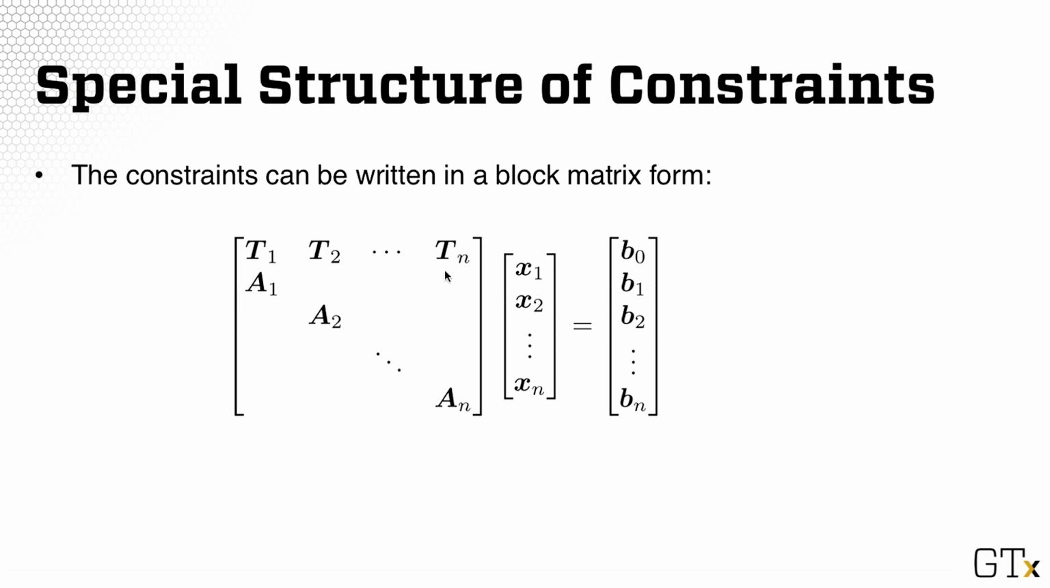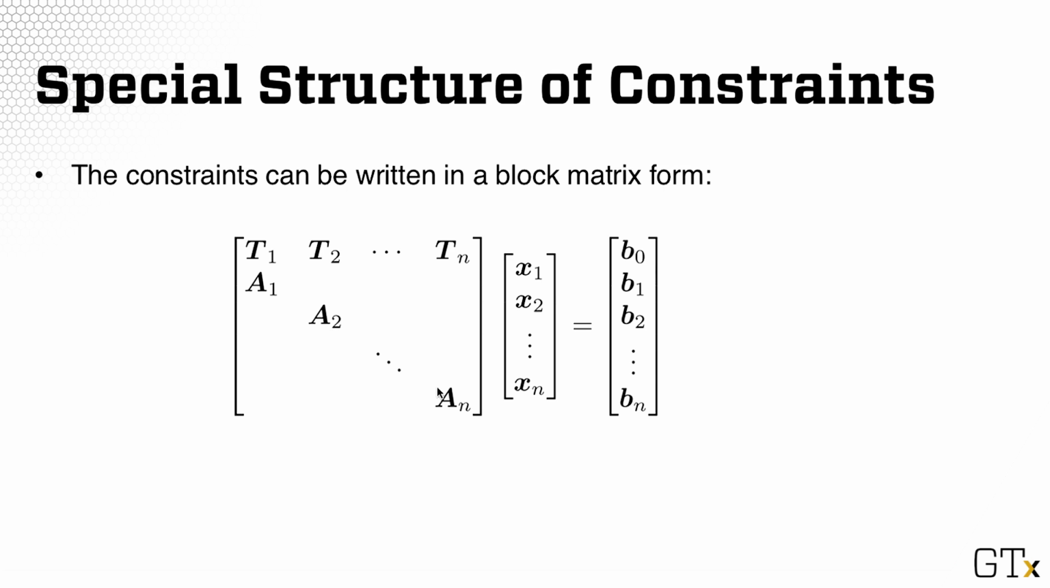So if we write the previous constraints in a matrix form, then we have one row. This is a row of block matrices, T1 to Tn, multiplied with x1 to xn. And this row times this column equals B0. Right? That's exactly the coupling constraints.